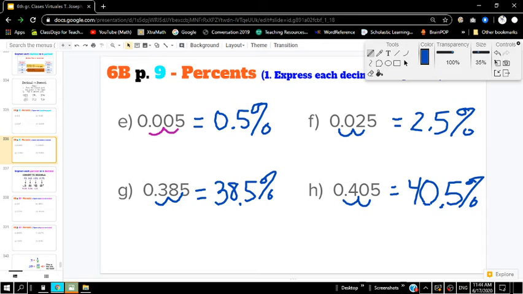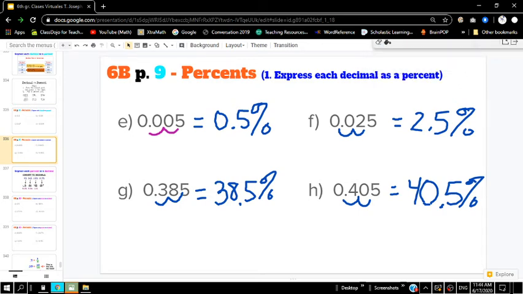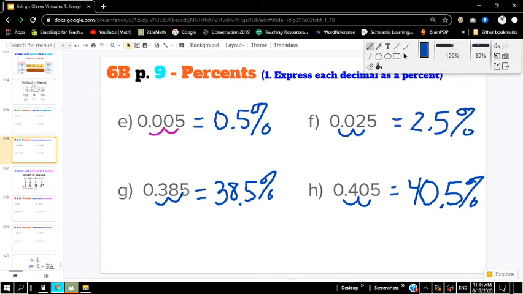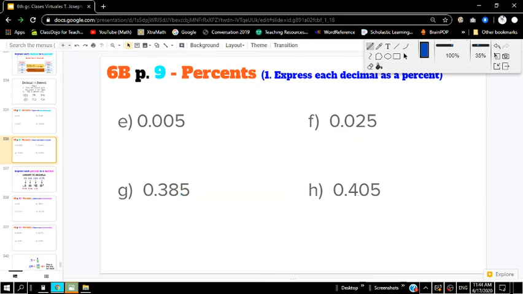So we've just understood how to change a decimal to a percent, which is relatively important. You can do it on the calculator. All you really have to do is just move that decimal point over 2 spots to the right and add your symbol. It's pretty simple.